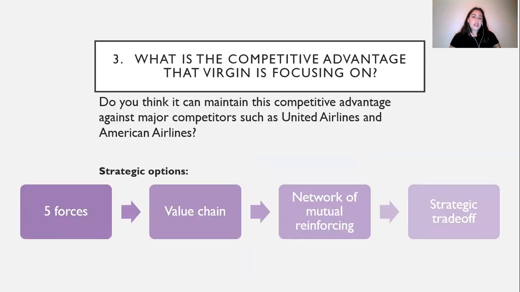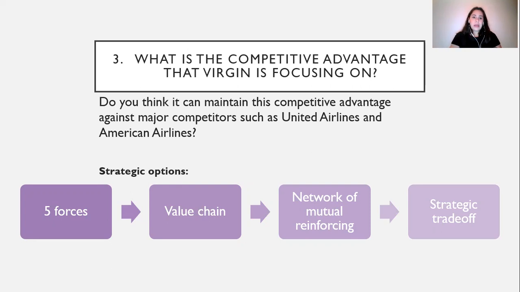Then we have the third question, that is, what is the competitive advantage that Virgin is focusing on? And do you think it can maintain this competitive advantage against major competitors such as United Airlines and American Airlines? So the strategic option selected is a sequence of frameworks, starting with the 5 forces, going to the value chain, and then from the value chain we get the network of mutual reinforcing, and finally the strategic trade-off when we compare them with the other companies or the regular companies.